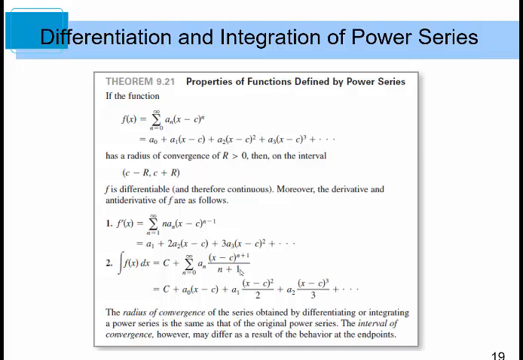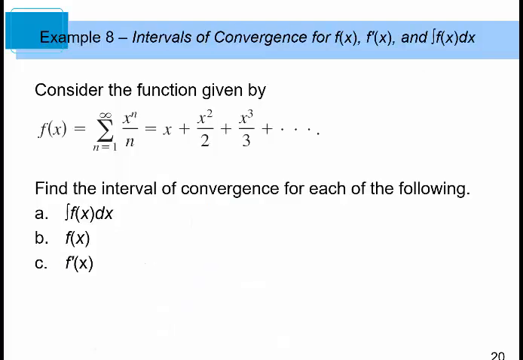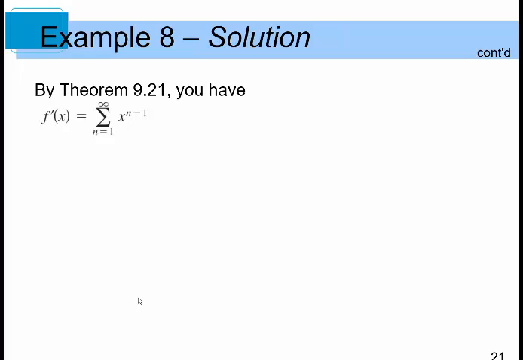The radius of convergence of the series obtained by differentiating or integrating a power series is the same as that of the original power series. The intervals of convergence, however, may differ. So the radius of convergence is the same, but the intervals might not be. All right, so consider this function: the summation from n equals 1 to infinity of x to the n over n. Let's find the interval of convergence for each of the following: the integral, the general function, and the derivative.